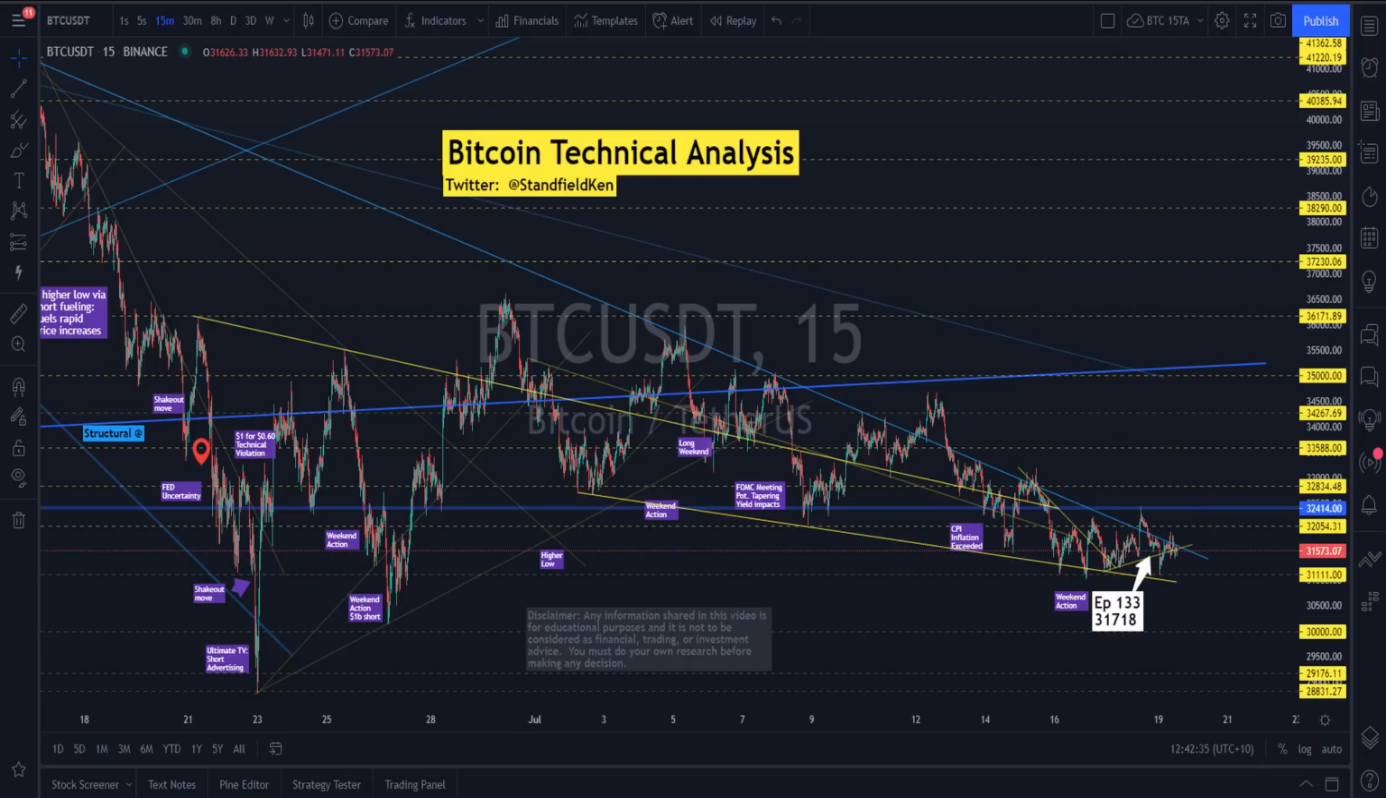Now, why does it need so much support? Because it needs lots of cuddles, because it's got to get over this nasty structural resistance line at 32,414. Everybody loves support. Now, when it can fly above this line, it has the next one at $35,000 to attack.